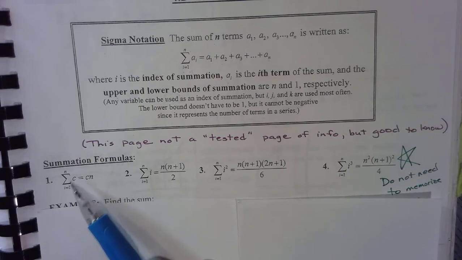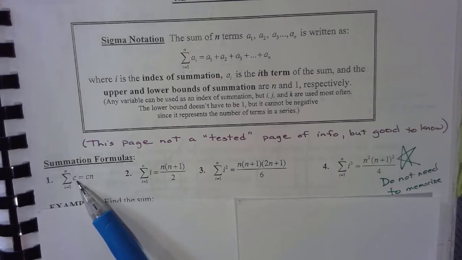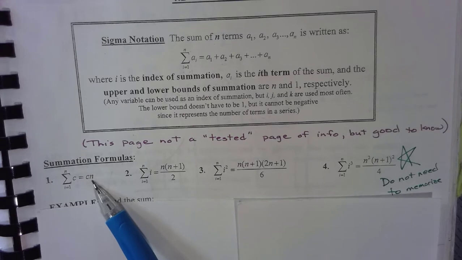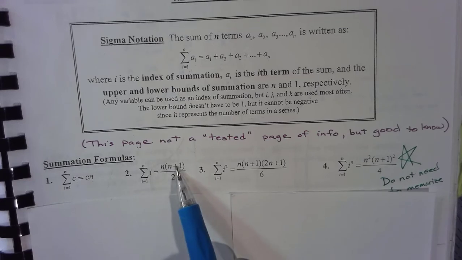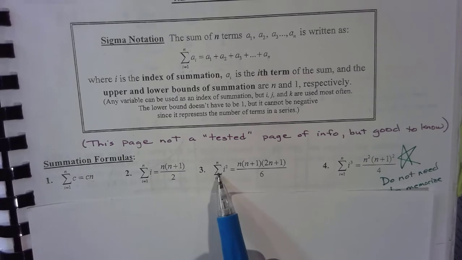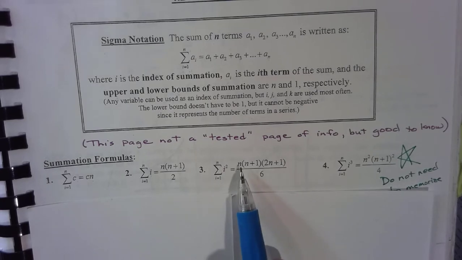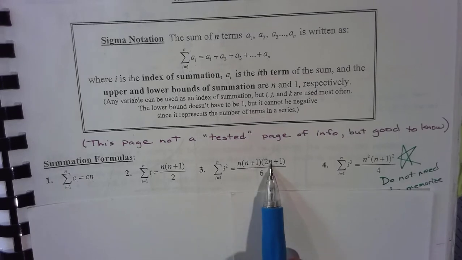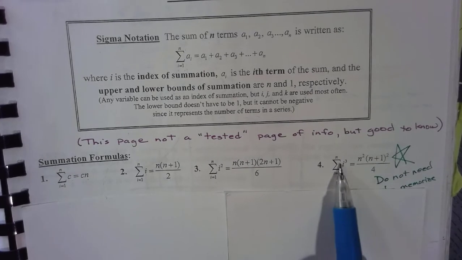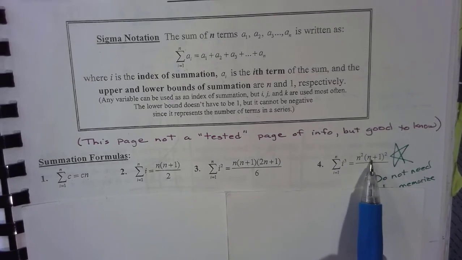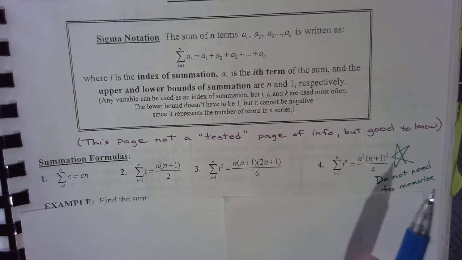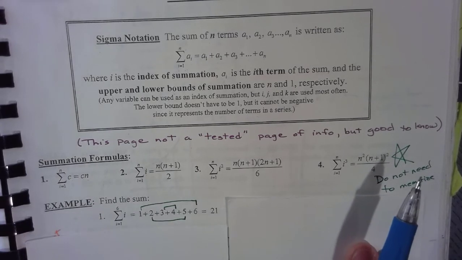Here it says the sum as i goes from 1 to n of a constant is the constant times the number of terms. Number 2, the sum as i goes from 1 to n of i is n times n plus 1 over 2. The sum as i goes from 1 to n of i squared is n times n plus 1 times 2n plus 1 over 6. And the sum as i goes from 1 to n of i cubed is n squared times n plus 1, the quantity squared, over 4. Again, you don't need to memorize these, but let's see how we can use them.